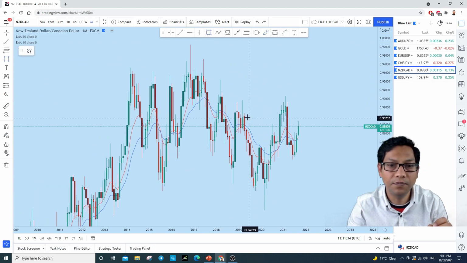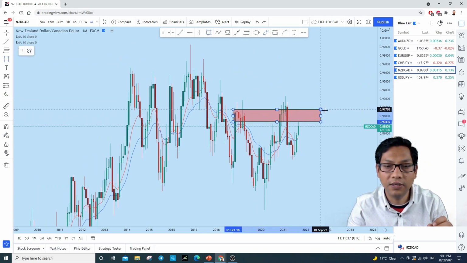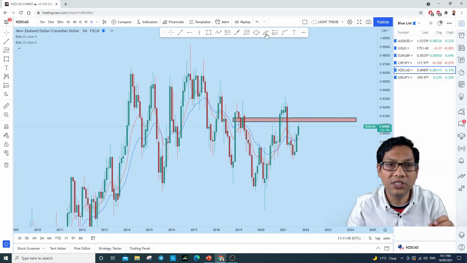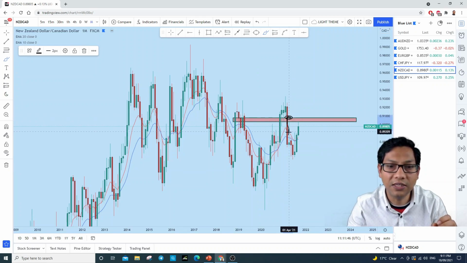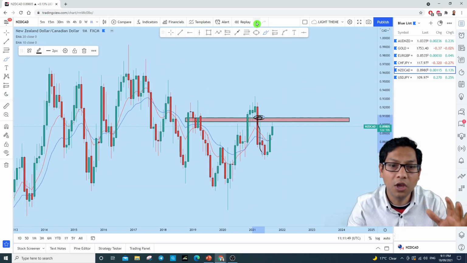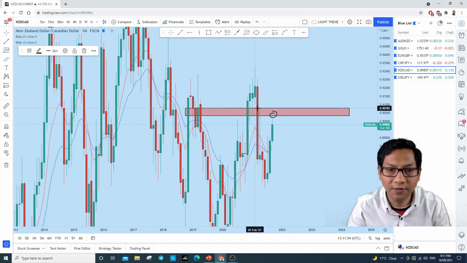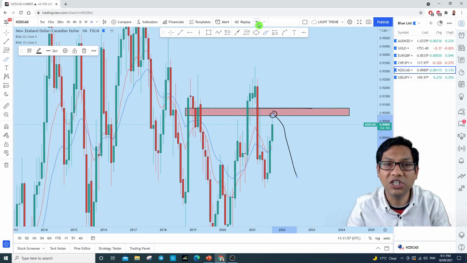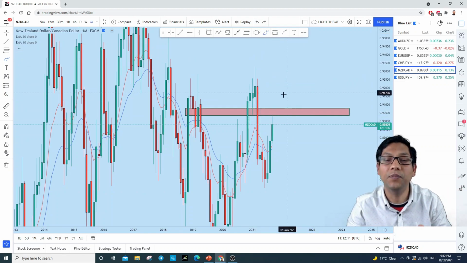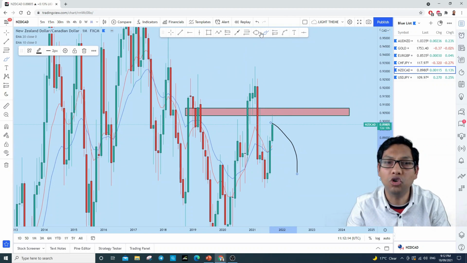Let's draw this level. This is an important level of resistance. What do you see? The price has a long wick here. This is a strong shooting star candle here, and the price just approached this level, not exactly there but near there, and we are seeing a rejection from this zone. So this level is in fact very important. There are quite a few wicks that acted as a doji here, and now the price approached this zone and we see a slow deceleration. So what we can expect on the monthly is a drop on NZDCAD.